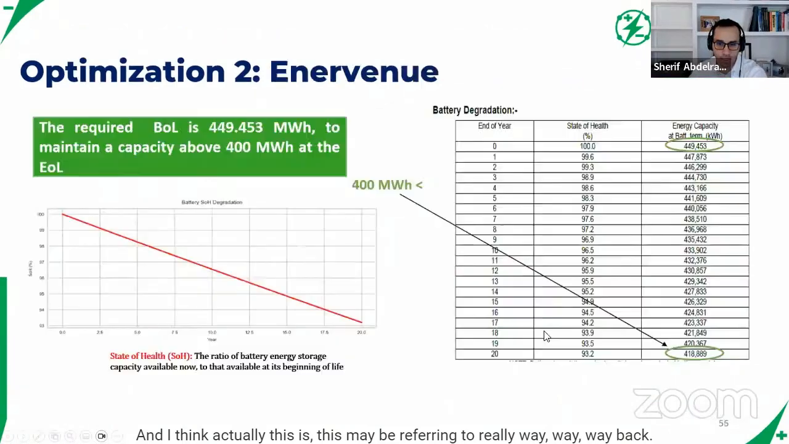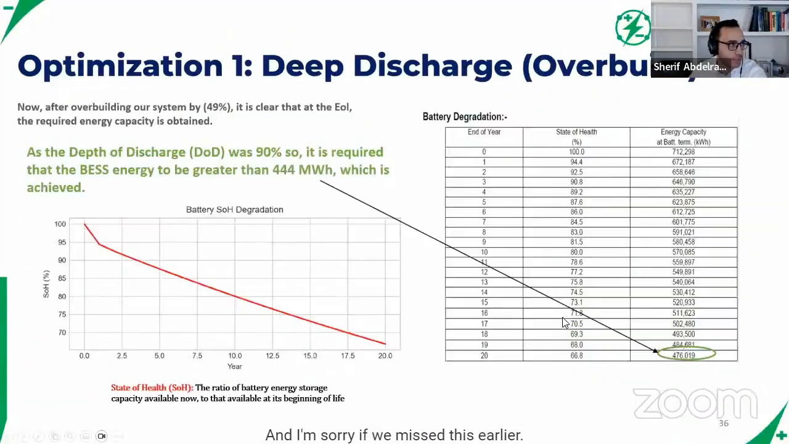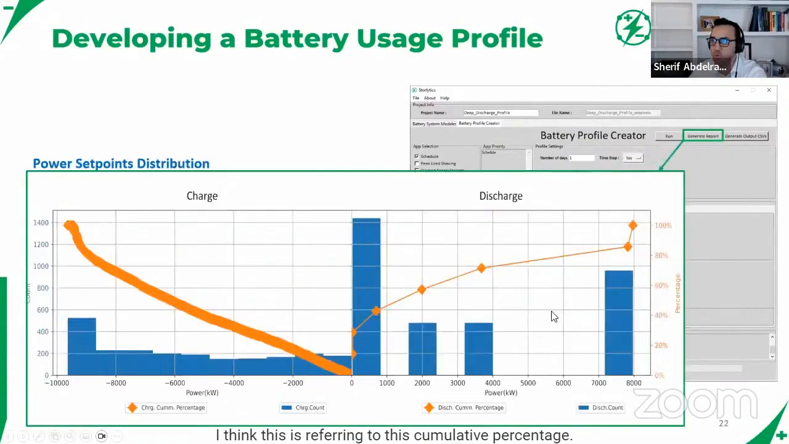And I think actually this may be referring to really way back, and I'm sorry if we missed this earlier. Yeah, I think this is referring to this cumulative percentage. So I'll just add some clarity here. There's two of these cumulative distribution functions. This first one is for power set points. What it's basically doing is looking at all discharge power set points and putting them into buckets. So in blue here is the histogram, and in orange, this is the cumulative distribution function.